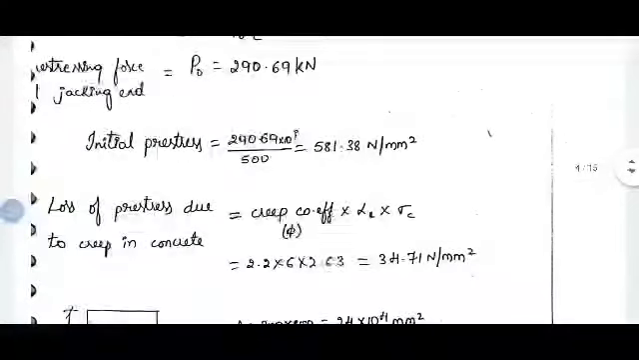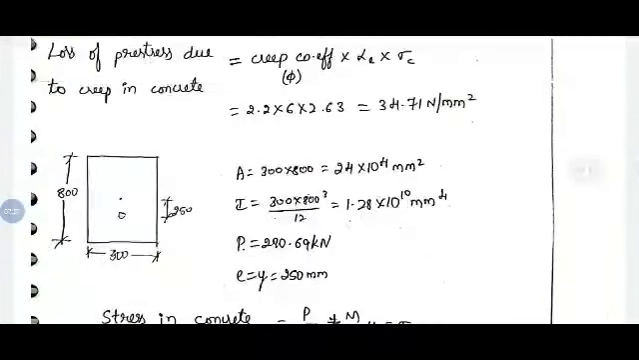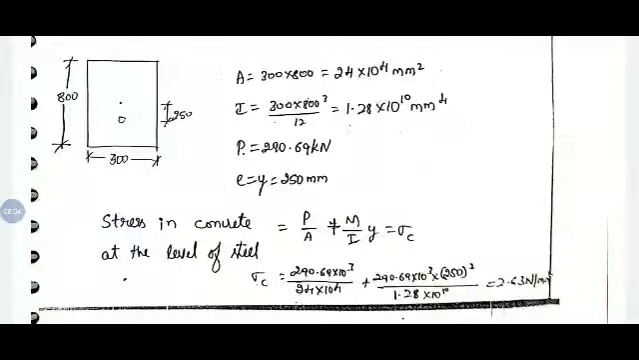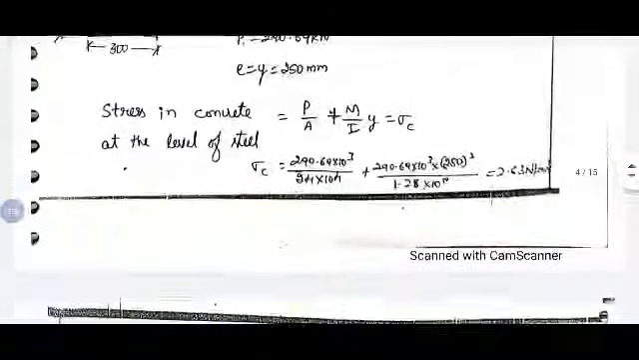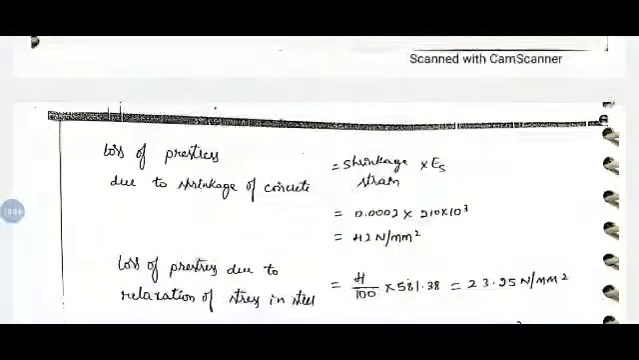Next, loss due to creep in concrete. Here the creep coefficient is given, so we need to go with the creep coefficient method only. Then to calculate we also need the stress in concrete, so sigma c. Elastic shortening of concrete: since it is post tension, there is no loss due to elastic shortening.